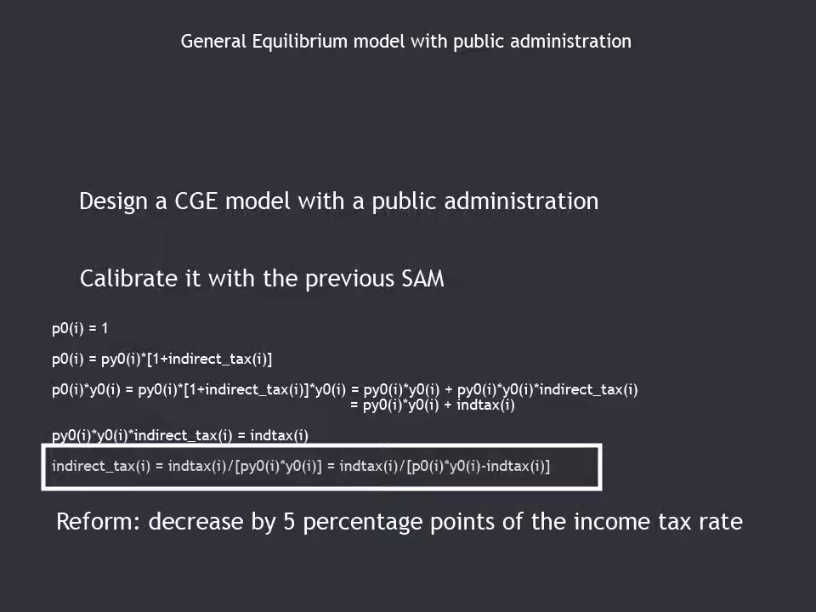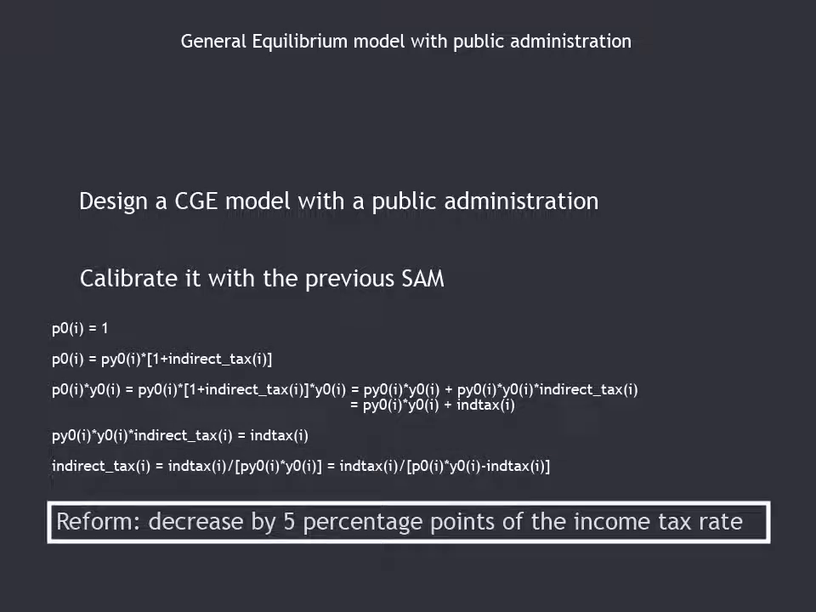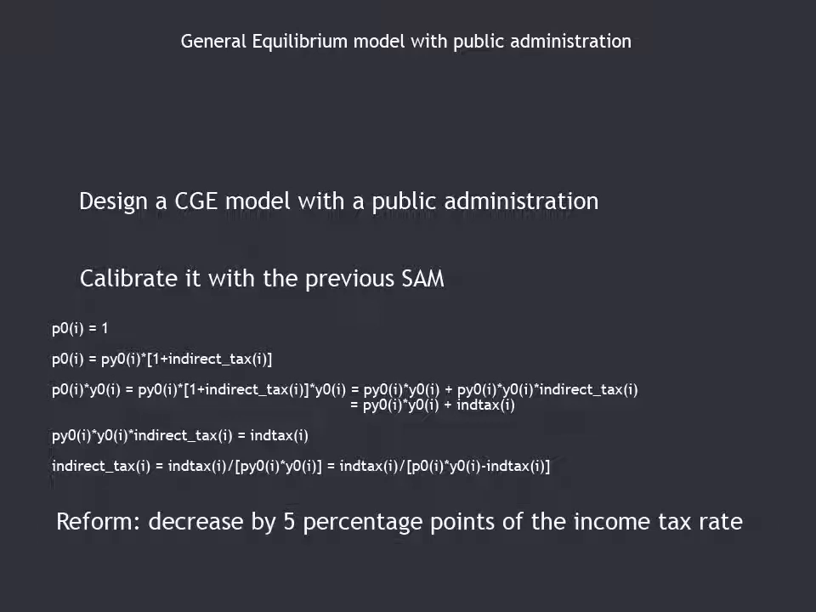Okay, so what I would like you to do is to study a reform, which is a decrease by 5 percentage points of the income tax rate. You have to implement it, and you have to look at the effects of these reforms on all variables of the economy.